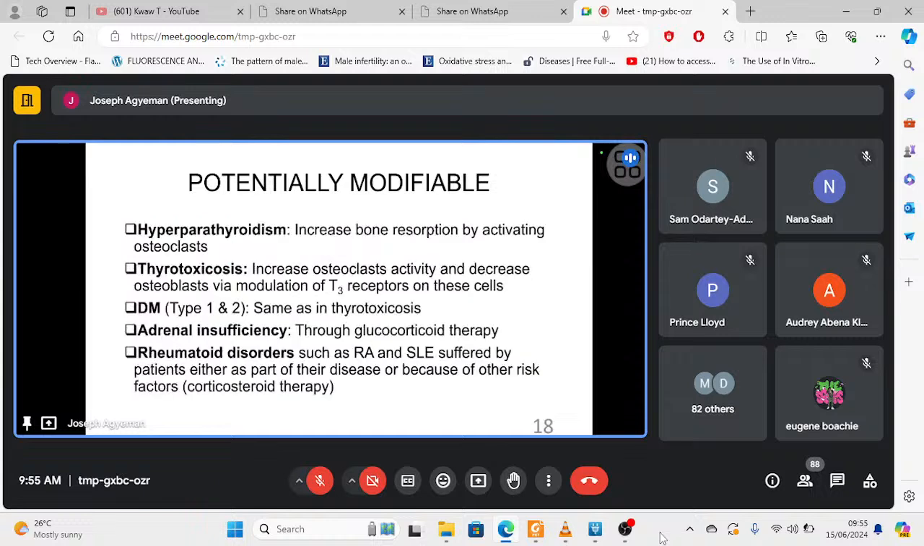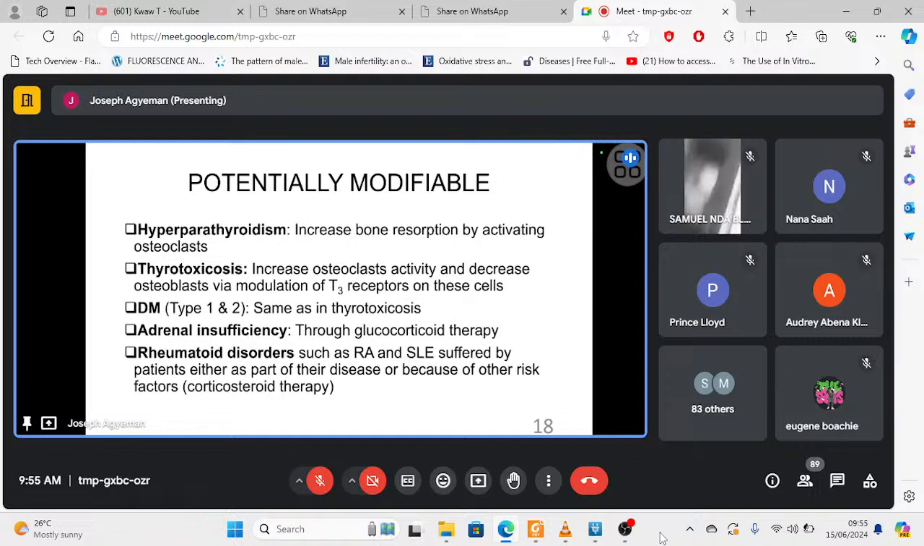Hyperparathyroidism, we've been mentioning it. Thyrotoxicosis, this can increase your metabolic rate, you degrade some of them. Again, on its own, the T3 receptors on osteoclast and osteoblast will inhibit the activity of osteoblast whilst increasing the activity of osteoclast. In DM, a similar problem occurs. If you have adrenal insufficiency, you are going to be treated with glucocorticoids, and of course, that will present as if you are having Cushing's syndrome.